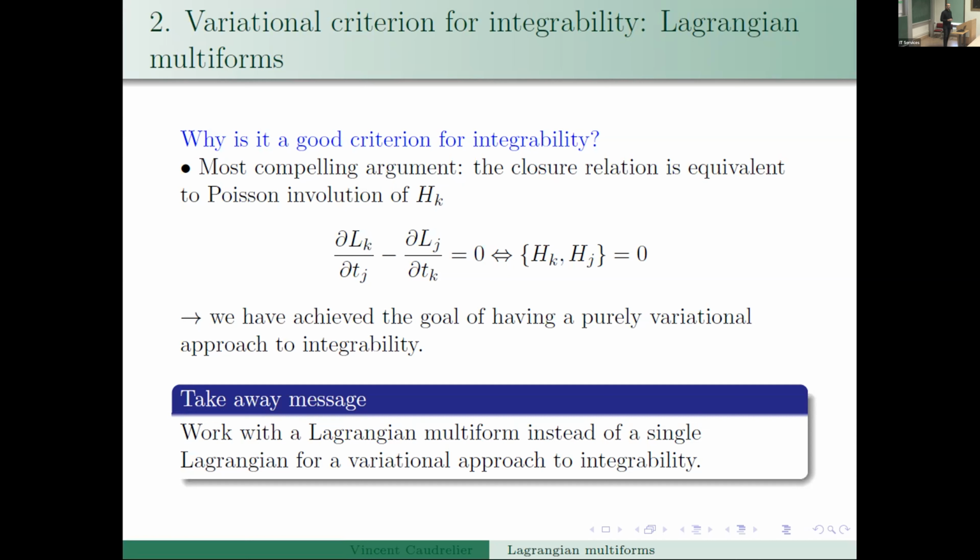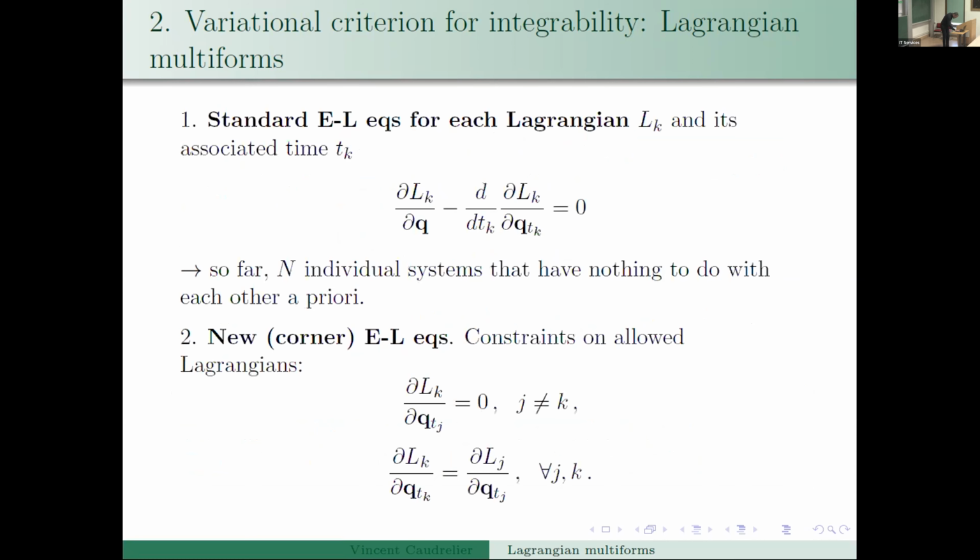Your construction maybe does not force the associated Hamiltonians to be functionally independent, or does it? Yes, they will be functionally independent for the good reason that a Lagrangian with index k cannot depend on the velocity along j, whereas the Lagrangian along j will depend on that velocity, and they're independent coordinates. So that's built into the construction. Thank you. Actually, I never realized that.